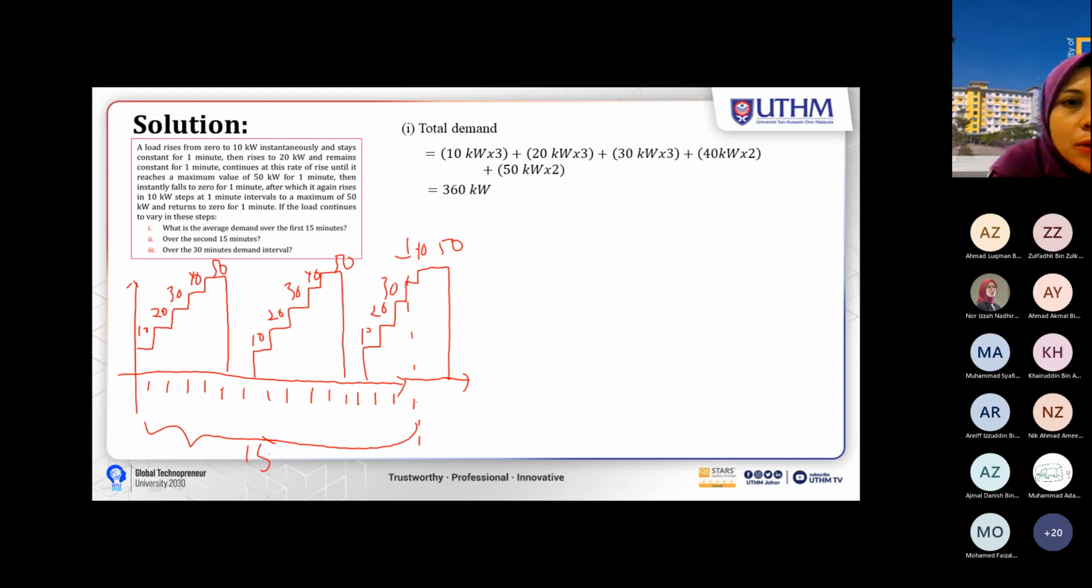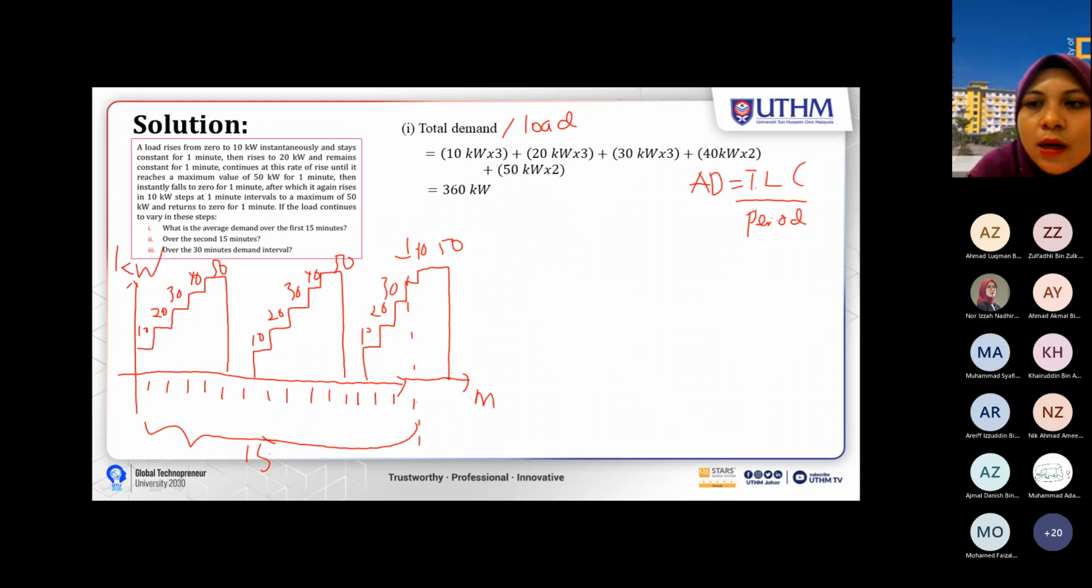Jadi kalau ikutkan total demand ataupun load, tadi saya dah terangkan. So you kena cari total load. Total load masih kita tahu, kita gunakan formulation: average demand equals to total load divide by period. Total load ni you kena cari, sebab dia dalam sini tulis minit, this one is kilowatt minute. So rumusnya kilowatt minute, you divide by minit. So kena cari kilowatt minit dia dulu.